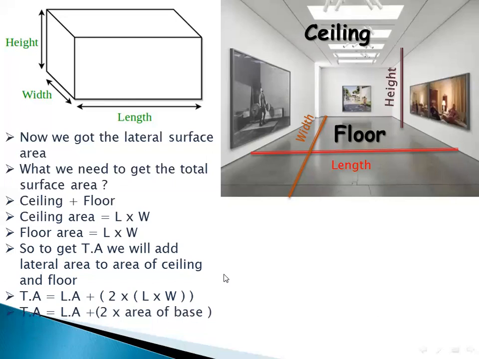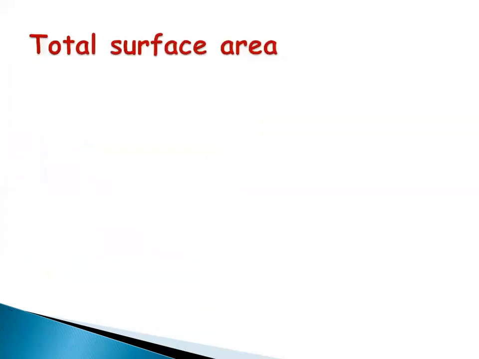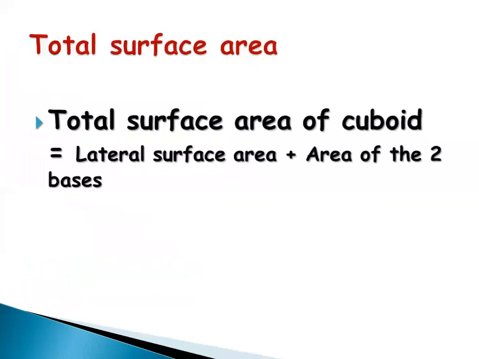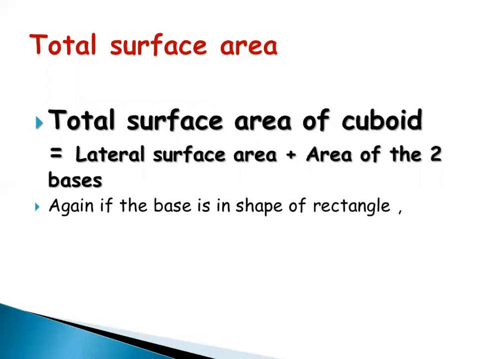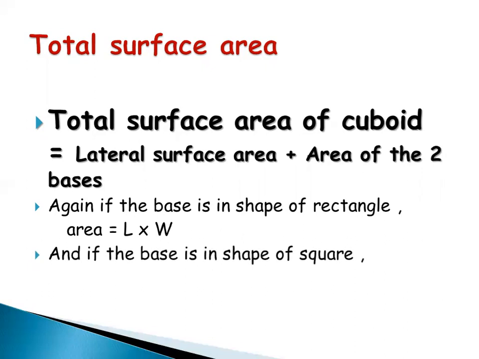So to get the total area, I'm going to add the lateral area to 2 times area of base. Okay, we conclude that the total surface area of cuboid equals lateral surface area plus area of 2 bases. Again, if the base is in shape of rectangle, we're going to get the area by multiplying length and width. And if the base is in shape of square, you're going to get the area by multiplying side by side.